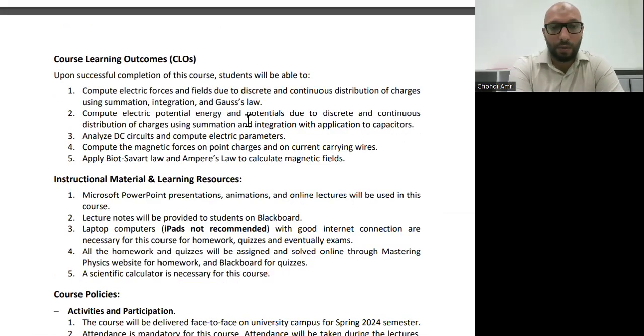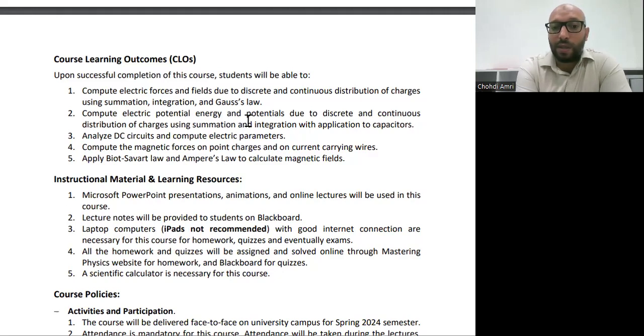So this course, as you know, has 5 course learning outcomes. The first CLO is how to compute the electric forces and field due to discrete and continuous charge distributions using summation, integration, and Gauss's law. The second CLO is to compute electric potential energy and potentials due to discrete and continuous distributions of charge using summation and also integration, with application to capacitors.